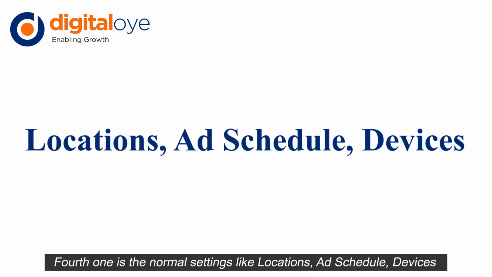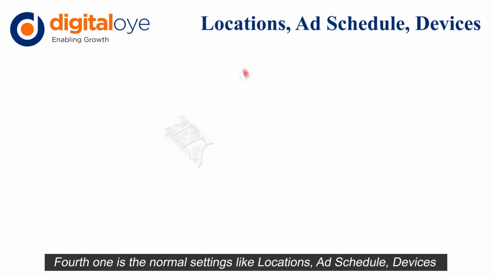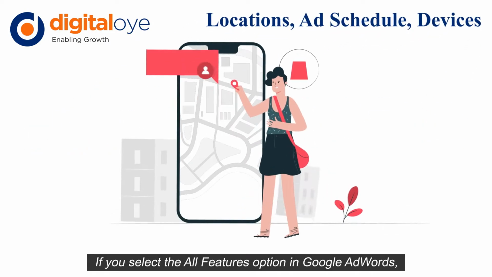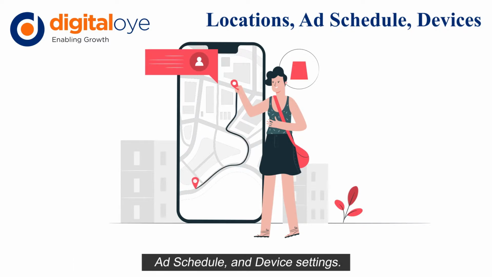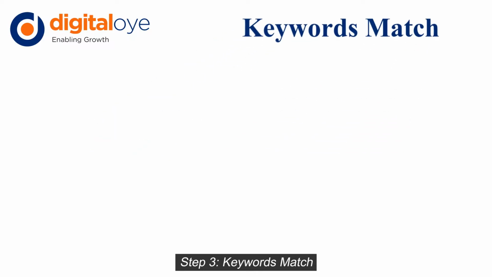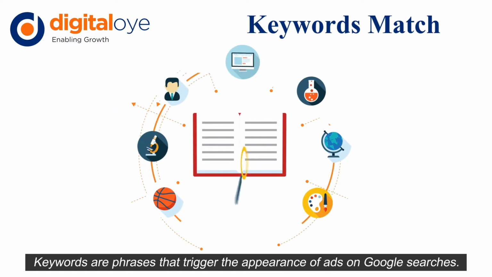Fourth one is the normal settings like location, ad schedule, and devices. If you select the all features option in your Google AdWords, you can customize your bid adjustment based on location, ad schedule, and device settings. Step 3. Keywords match. Keywords are the phrases that trigger the appearance of ads on Google searches.